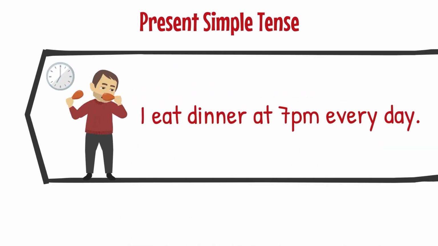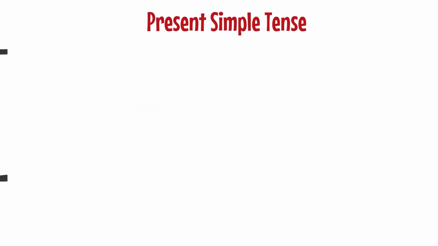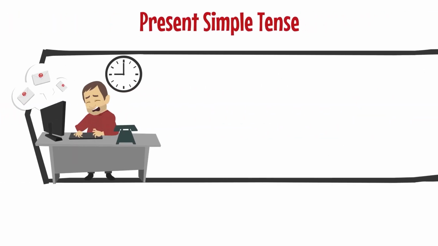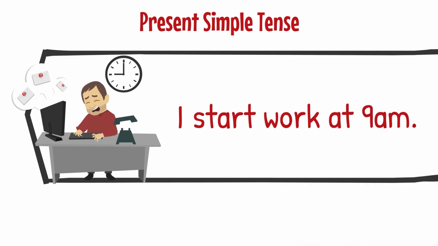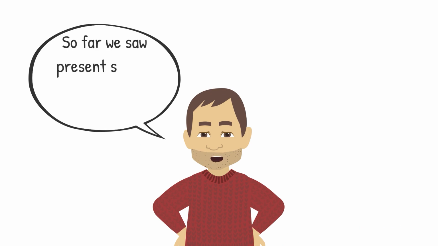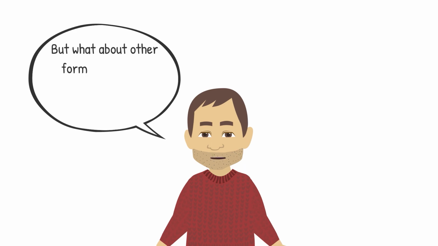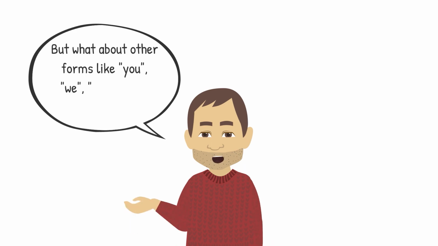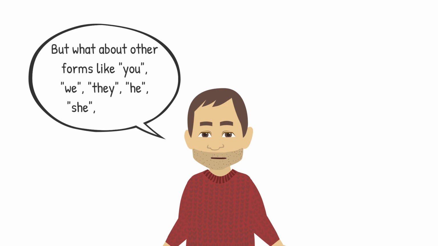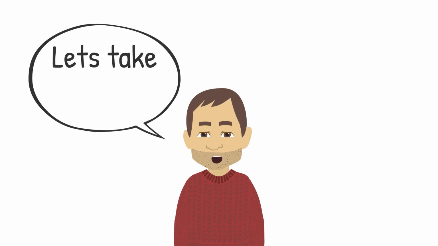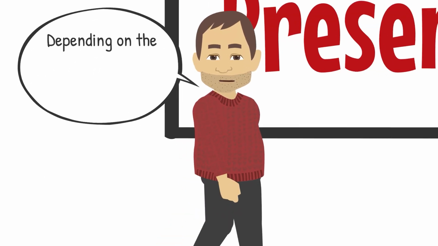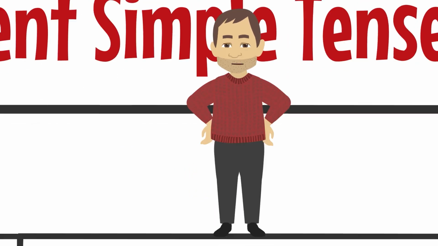I eat dinner at 7 p.m. every day. I start work at 9 a.m. So far, we saw present simple tense using just the form I. But what about other forms like you, we, they, he, she, and it? Let's take a look. Depending on the form, the verb changes.